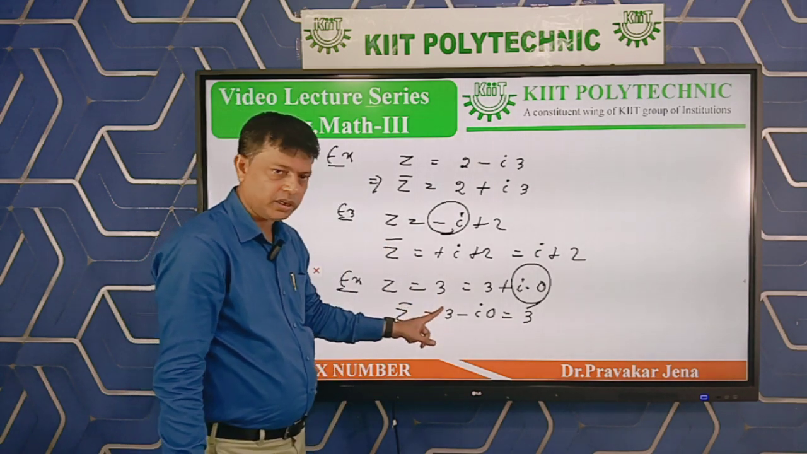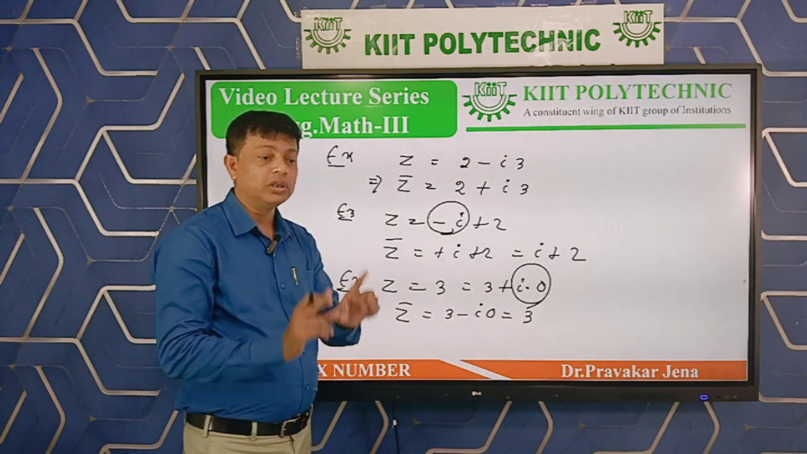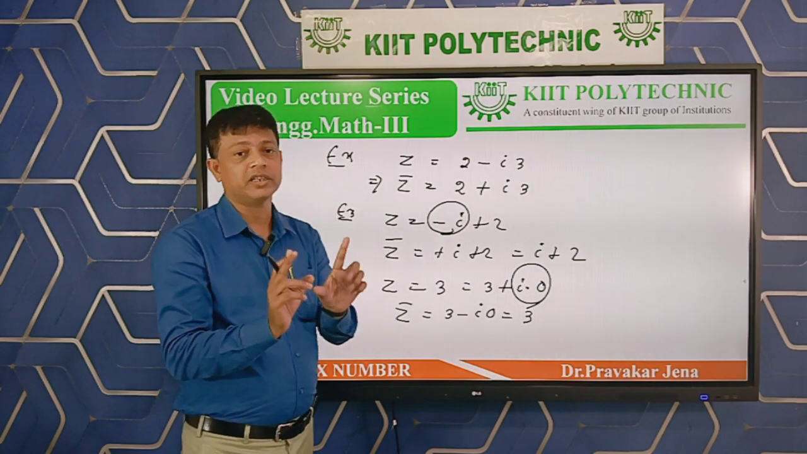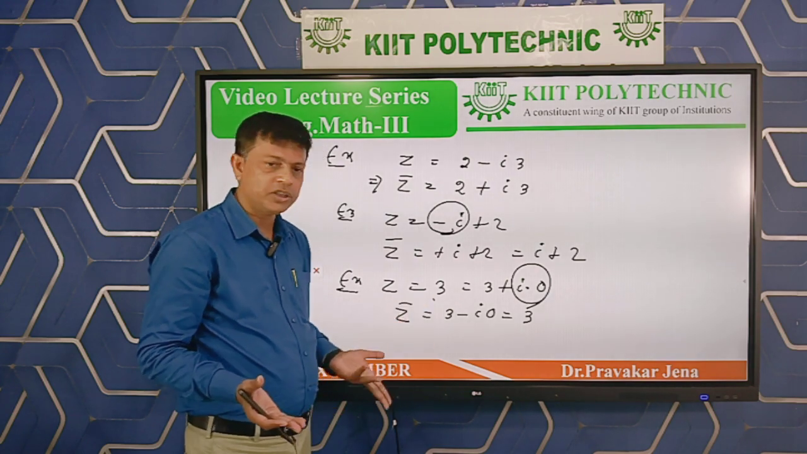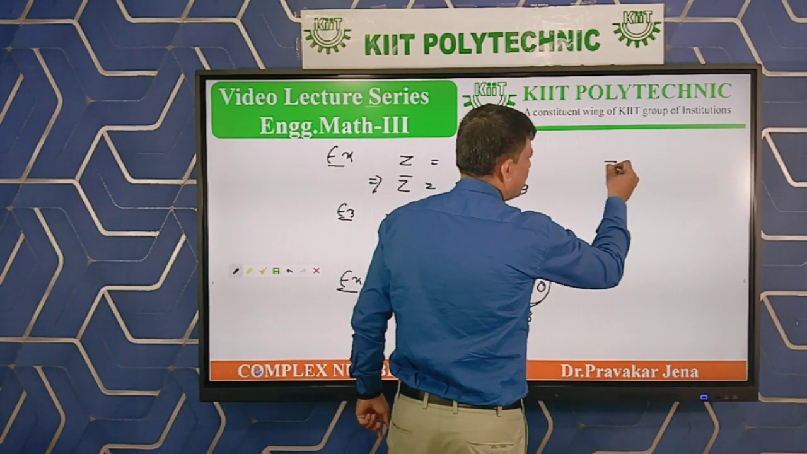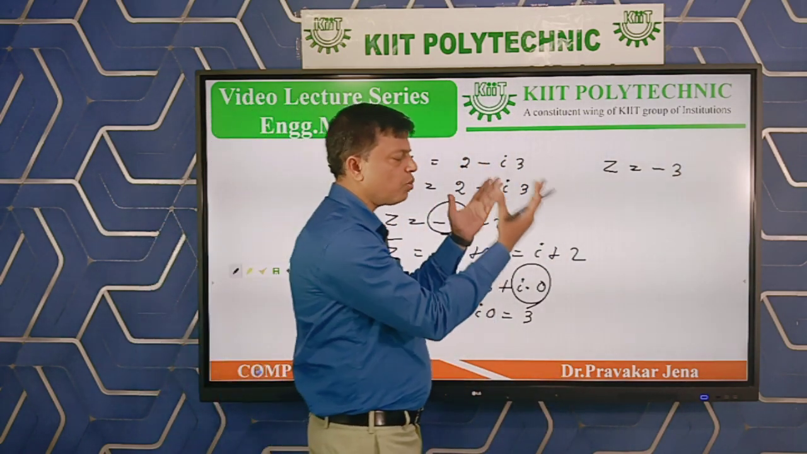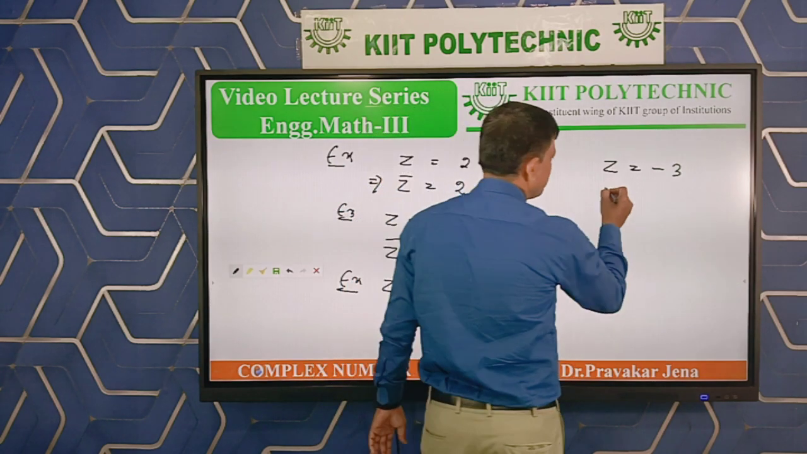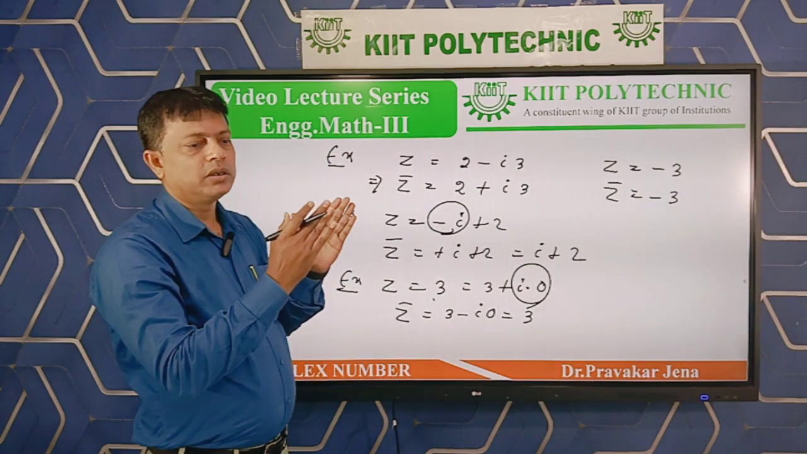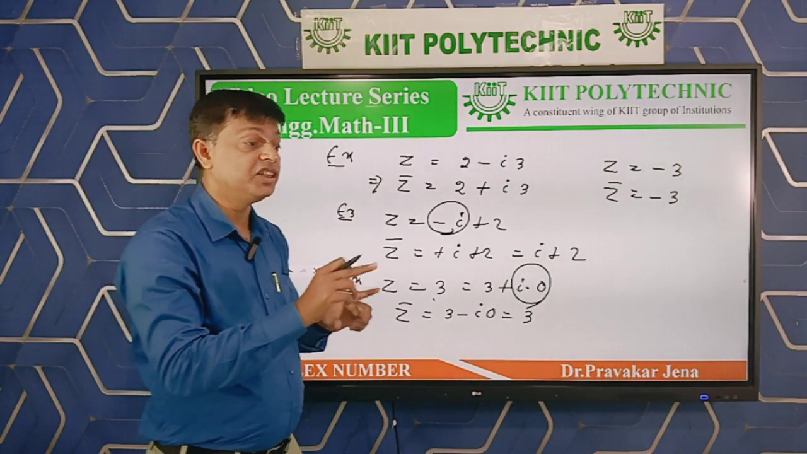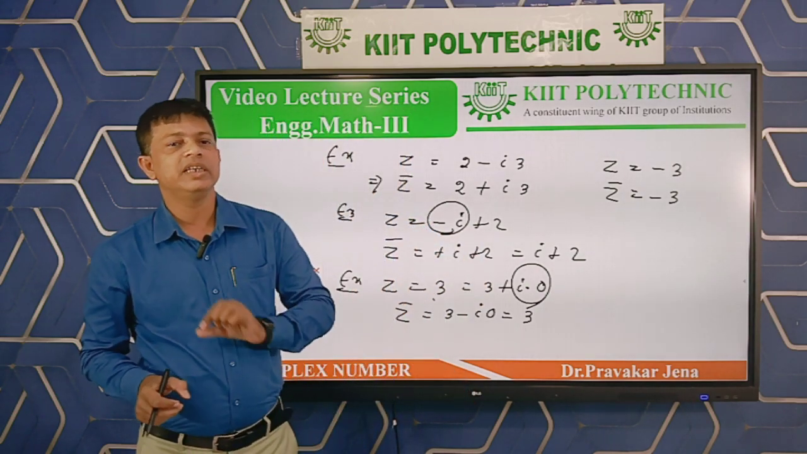If 3 is present here, then z bar is also 3. There is no change. As I have already told, the conjugate of a complex number means you just change the sign before i. There is no i part, so don't change its sign. So we can say that this is 3. Now, if z equals minus 3, that is also a real number. There is no imaginary part. So we can say that z bar equals minus 3. No change. That means the conjugate of a real number is the number itself. You have to remember this.